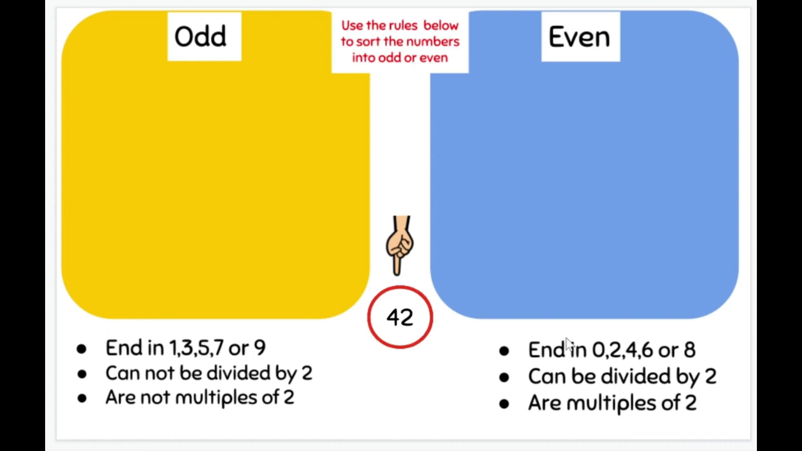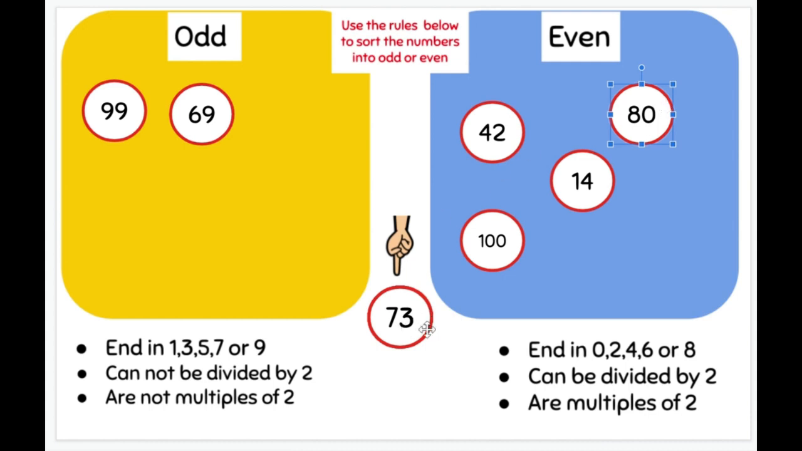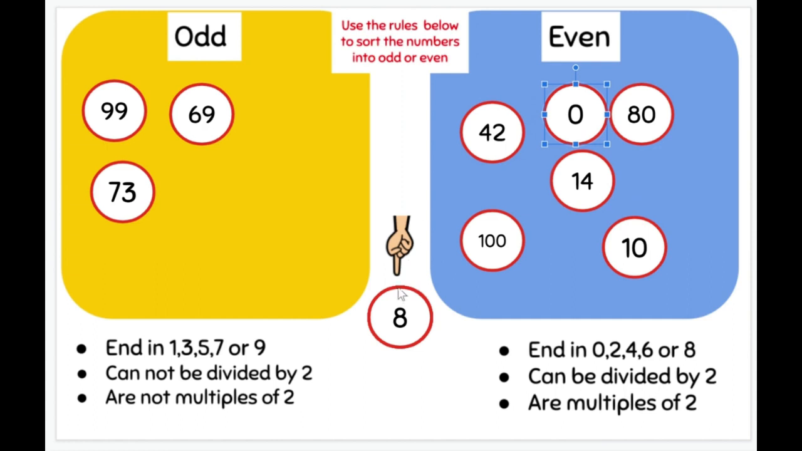42, it has a 2 in the ones place, which ends in 2, so it's an even number. 100 has a 0 in the ones place, so it is an even number. 14 has a 4 in the ones place, so it is an even number. 99 has a 9 in the ones place, so it is an odd number. 69 has a 9 in the ones place, so it is an odd number. 80 has a 0 in the ones place, so it's an even number. 73 has a 3 in the ones place, so it is an odd number. 10 has a 0 in the ones place, so it is an even number. 0 is an even number, always remember that. 8 is an even number, and 9 is an odd number.